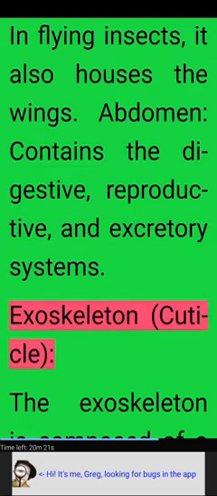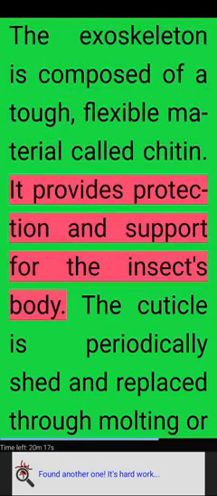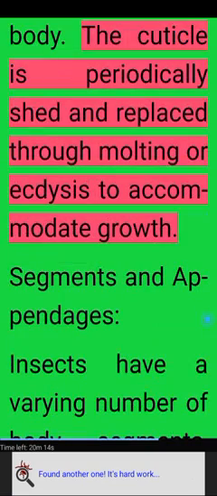Exoskeleton, cuticle. The exoskeleton is composed of a tough, flexible material called chitin. It provides protection and support for the insect's body. The cuticle is periodically shed and replaced through molting, or ecdysis, to accommodate growth.